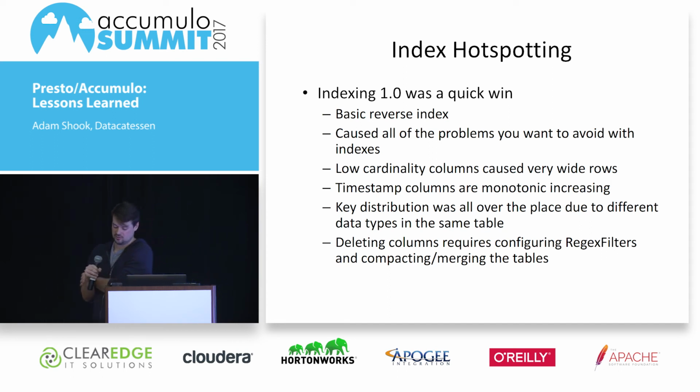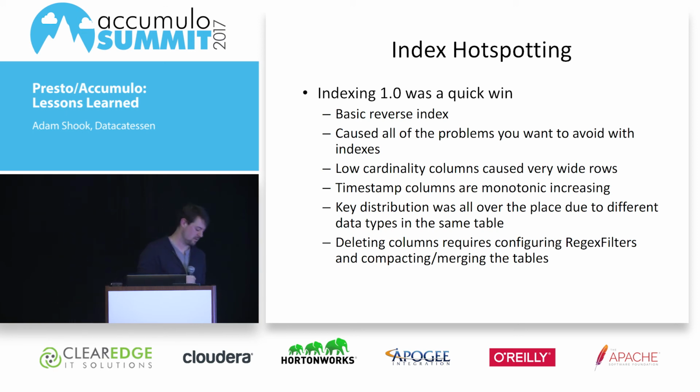Additionally, all of the timestamp columns are monotonically increasing indexes, which you're not supposed to do. So we had hotspotting, and still do have hotspotting when we're ingesting data into the table. The actual key distribution is all over the place because we have multiple different data types that are all going into the same exact table inside Accumulo, as well as a separate table for metrics.